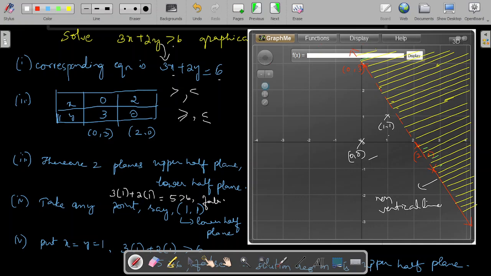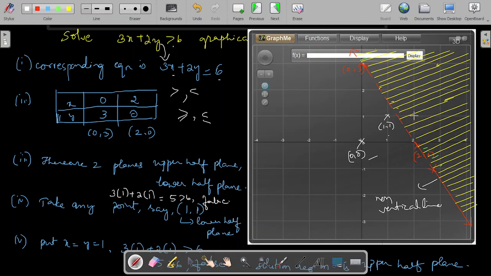This is false. Therefore, this 1, 1, whatever you have chosen, lies in the lower half plane, for which the inequality is false. Hence, the entire lower half plane could not be the solution of this linear inequality. That is because every point should satisfy the inequality, but it is not satisfying for 1, 1. If it is not satisfying for 1, 1, you can stop there. You can say the region opposite to the lower half plane, that is the upper half plane, is the solution region, and you have to shade this entire region. So that solves the inequality.